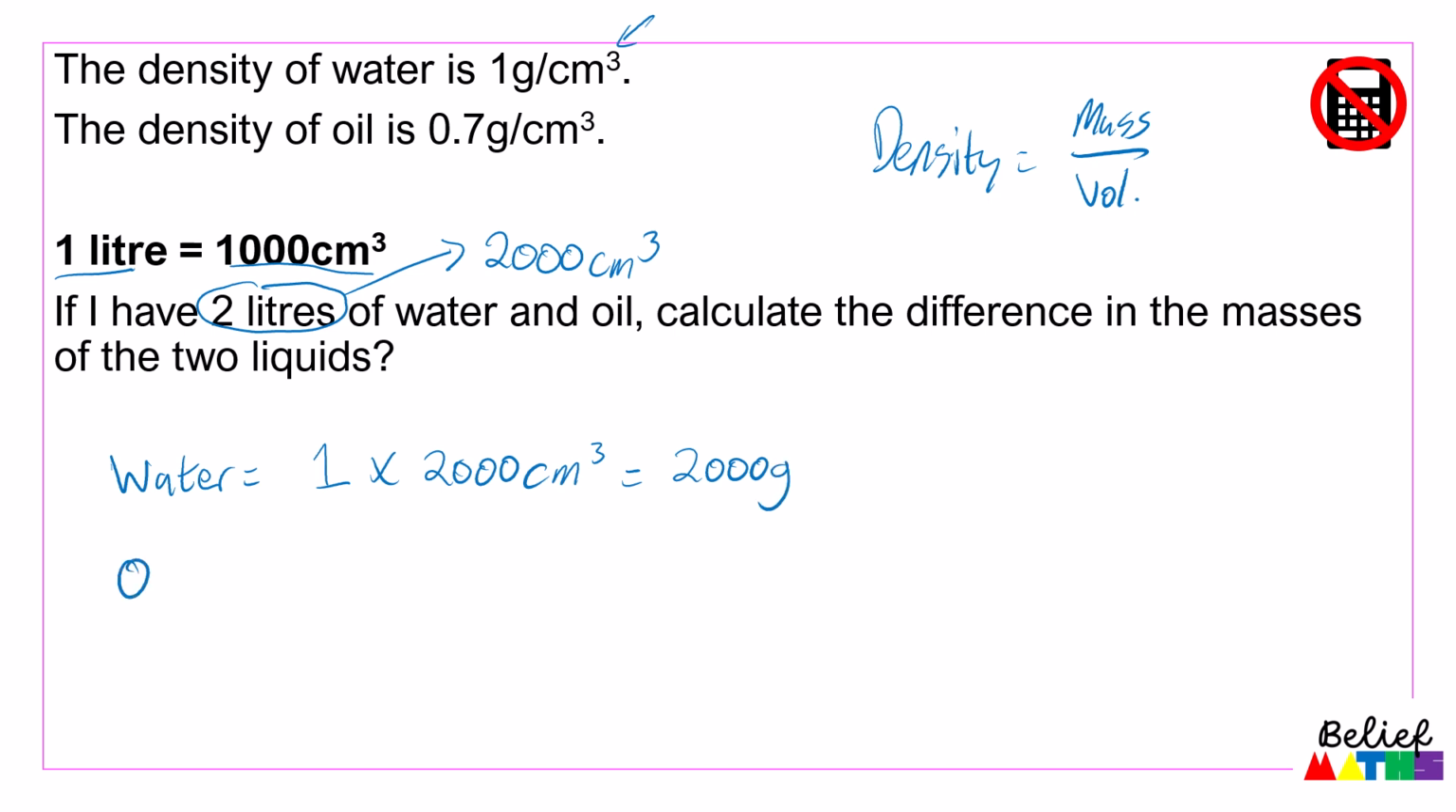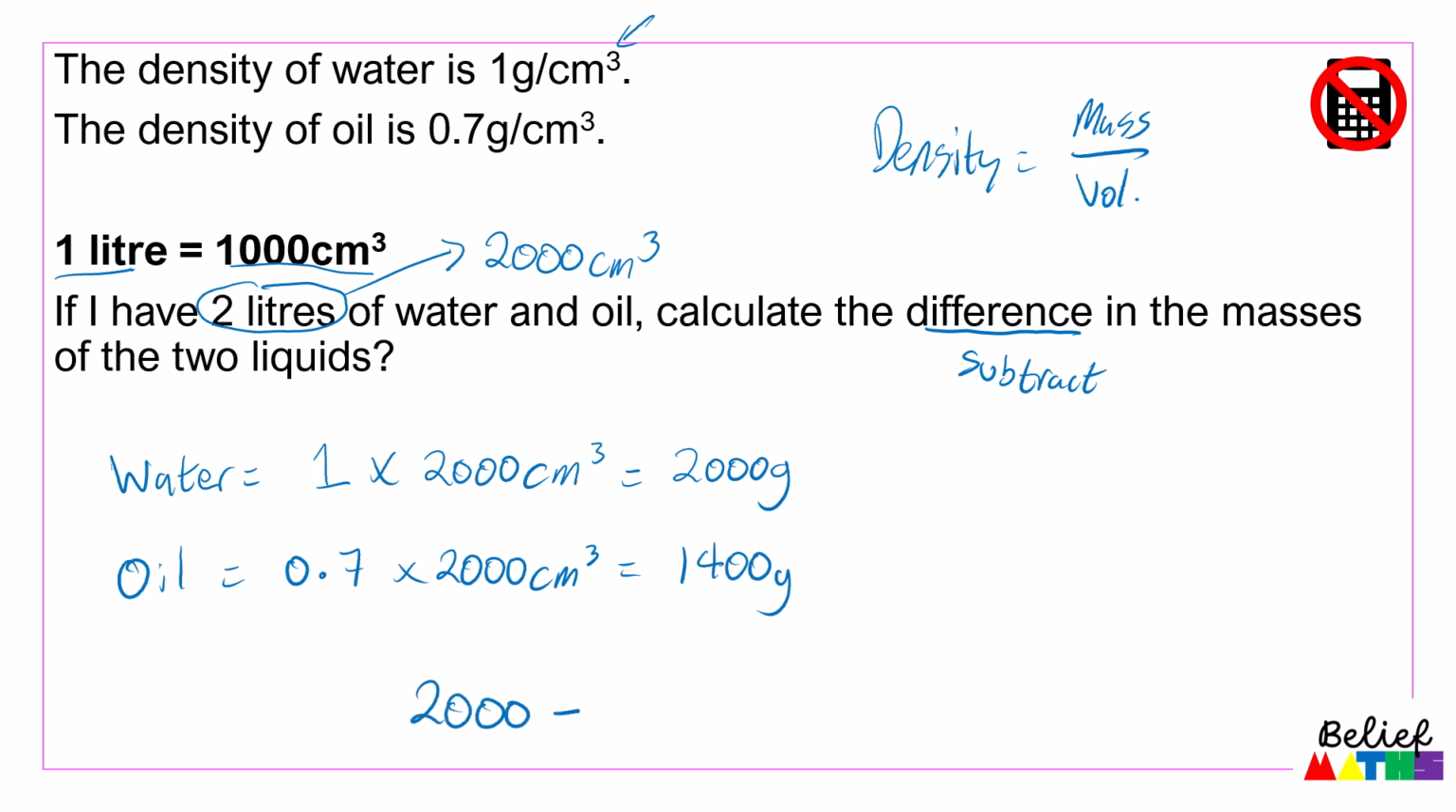If we work out oil, that's 0.7 for the density times the same volume, 2,000 centimeters cubed, and that gives us 1,400 grams. Now it asks us to find the difference in the masses. Difference just means we subtract. So we're doing 2,000 take away 1,400, and the difference is 600 grams.